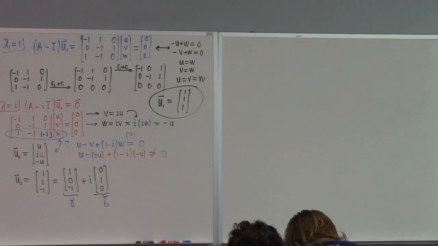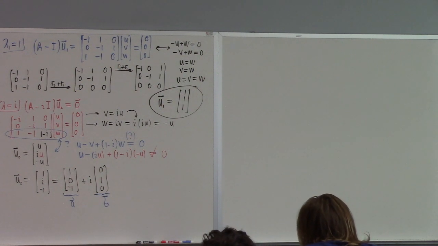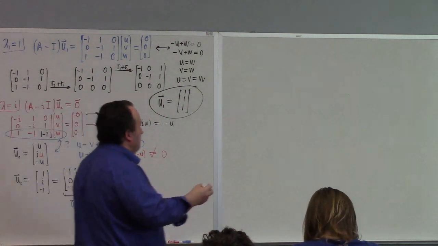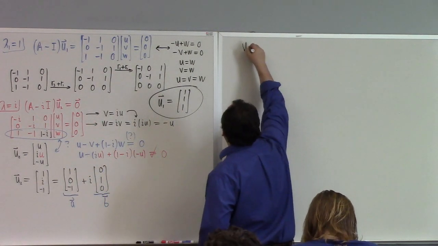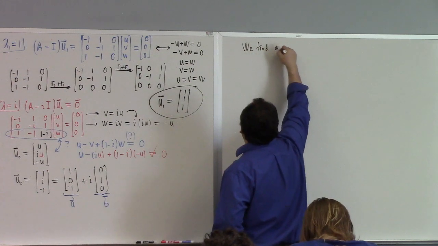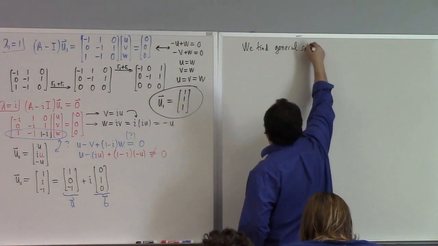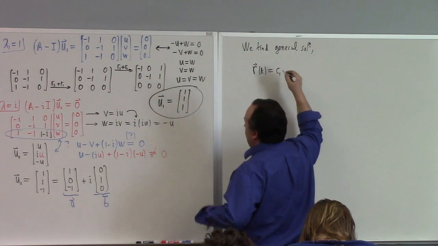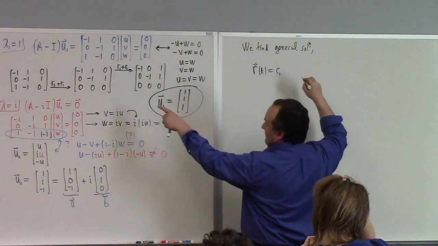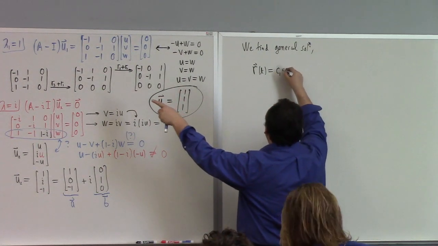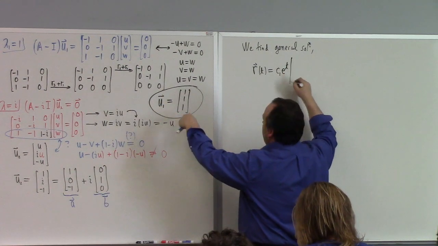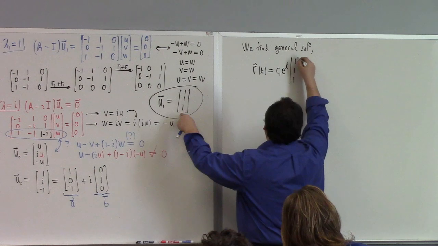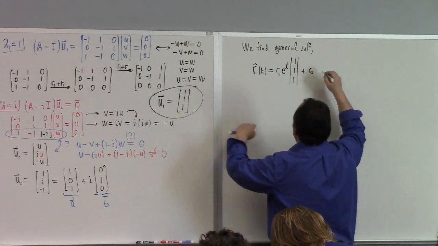So the solution to dr/dt equals A r, the general solution, we find as follows. R of t is C1, I'll do the real part first. So C1, what was my real eigenvalue? Just 1. So C1 e to the t times my 1, 1, 1 vector. All right. Then I do plus C2.